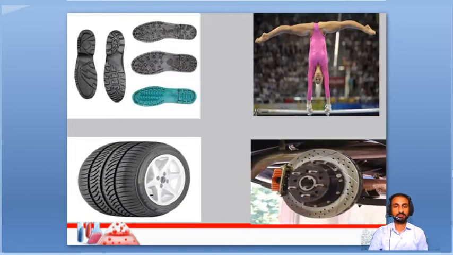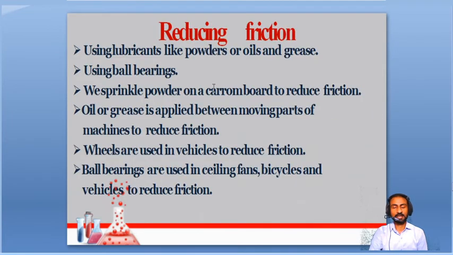So here are the examples. Tires and soles of shoes are grooved to increase the friction, or for a better grip. Here athletes are applying chalk powder to increase the grip. At the same time we also need to reduce the friction. Why do we need to reduce the friction? Because if friction is more, we have to apply more force.